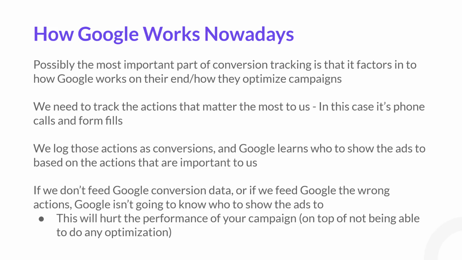And alternatively, if we are feeding Google conversion actions that are irrelevant, like button clicks or people just visiting pages, we're feeding Google inaccurate data that doesn't align with the actions we want people to take. Over the long term that can hurt the performance of your campaign, because Google is not going to know really what you're looking for. If you're telling Google, hey, I just want people who visit a page or click a button, you're just going to get more of those people.